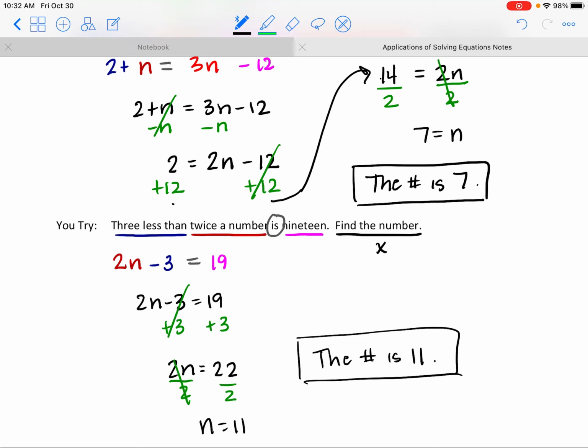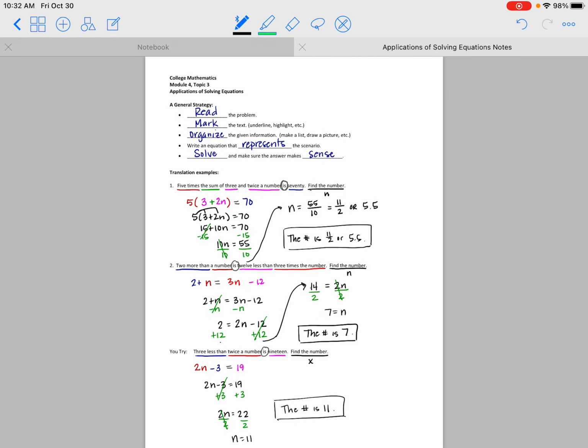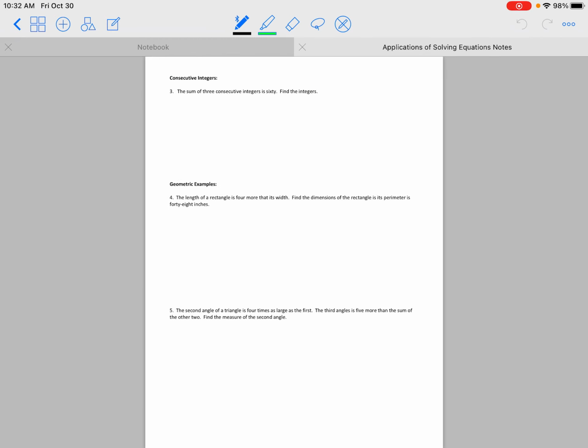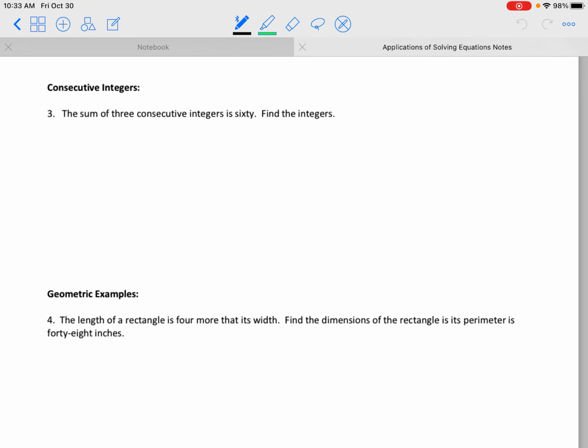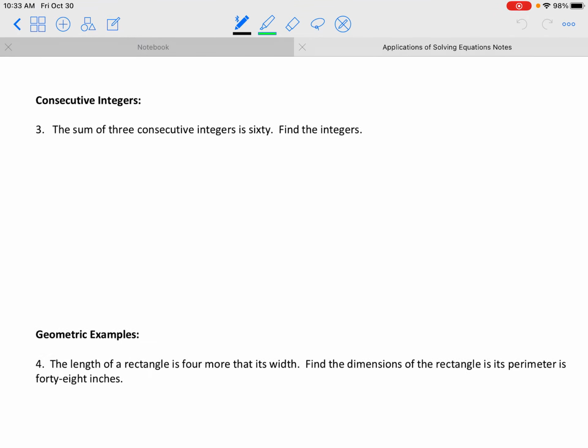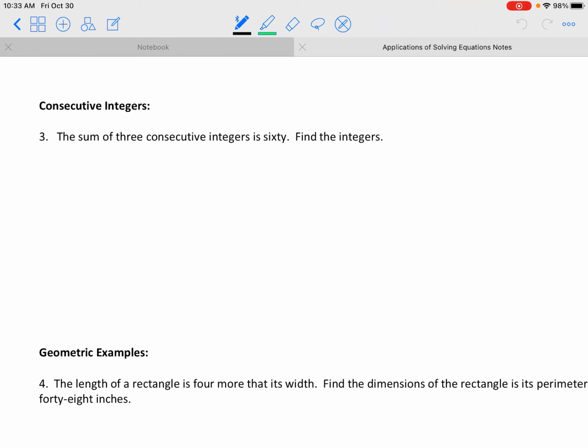All right, so those are some translation examples where you're literally going to take the words and make a math sentence out of it. Next, we're going to look at a few that aren't as straightforward because it's not just a translation problem. It's going to take a little more thinking. So next we're looking at what we call a consecutive integer problem. It says the sum of 3 consecutive integers is 60, and we are to find the integers.